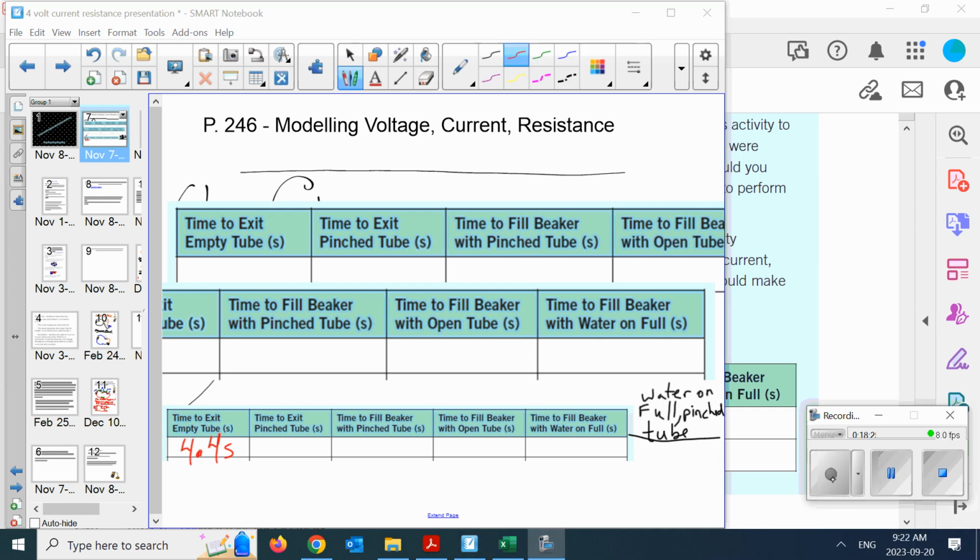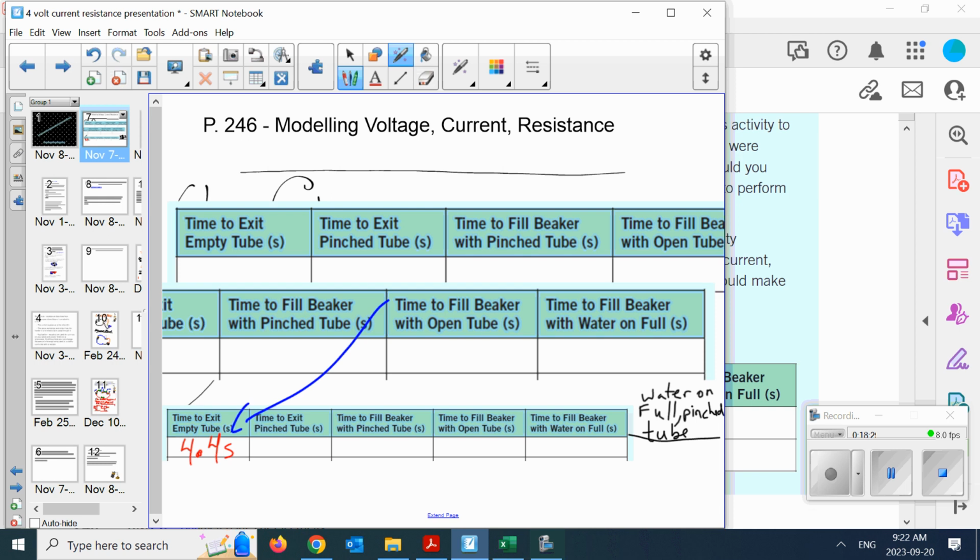I actually didn't record that. I'm just going to say now, we did the first one here, time to exit the empty tube. We did an average of multiple timings. It's 4.4 seconds is what we came up with for an empty tube of this length. Time to exit the pinched tube.